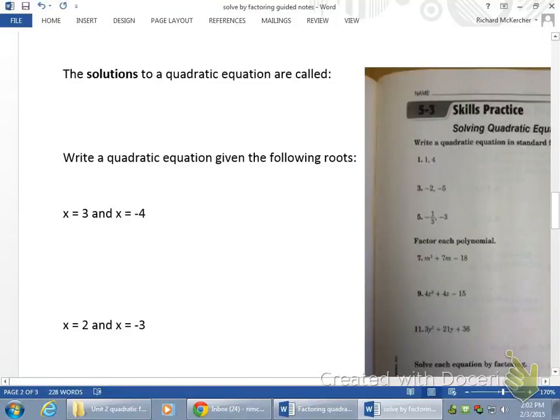Okay, Math 2, this is going to be day 2 of our solving by factoring, and we're also going to cover something at the very beginning here, talking about the solutions and roots. So writing a quadratic equation if we're given the roots. The first thing I'm going to do is, just over here off to the side, make up a quick example, and we're going to go through and solve by factoring like we did last night.